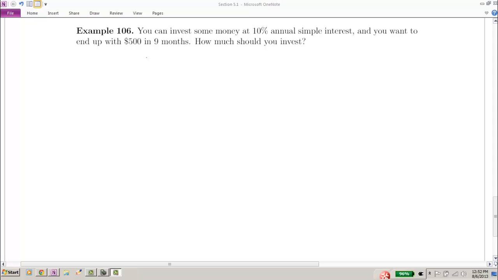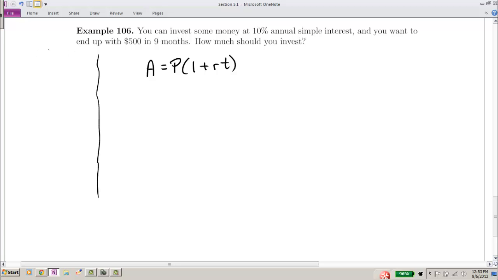In example 106 is another simple interest calculation we're going to do. So we know that the formula we're going to be using is this one right here: A is equal to P times 1 plus RT. So let's see what information they've given us and what we're being asked to find.